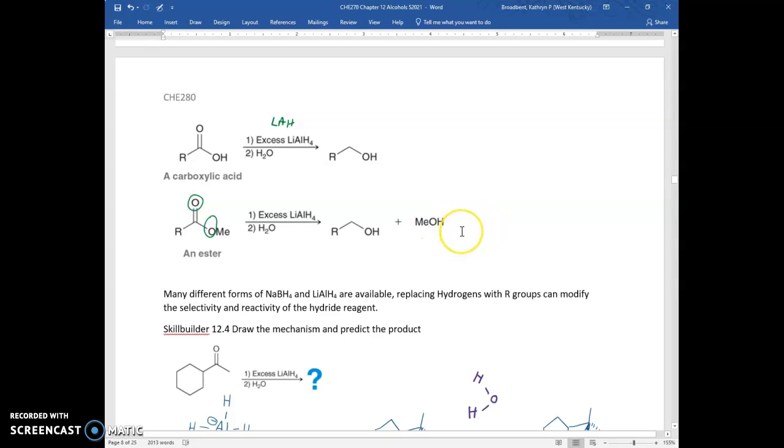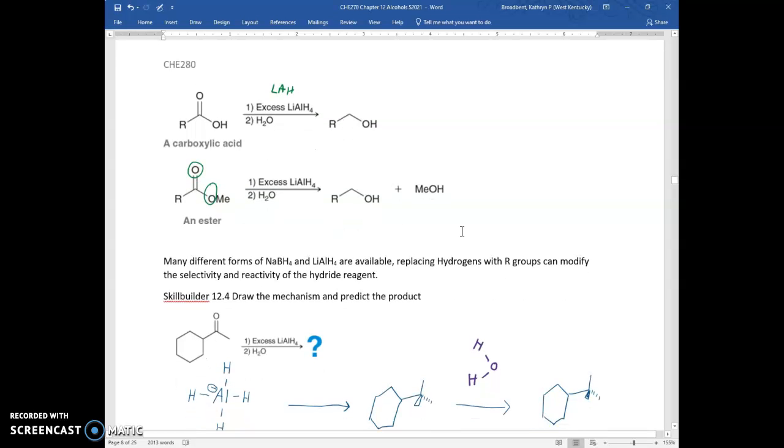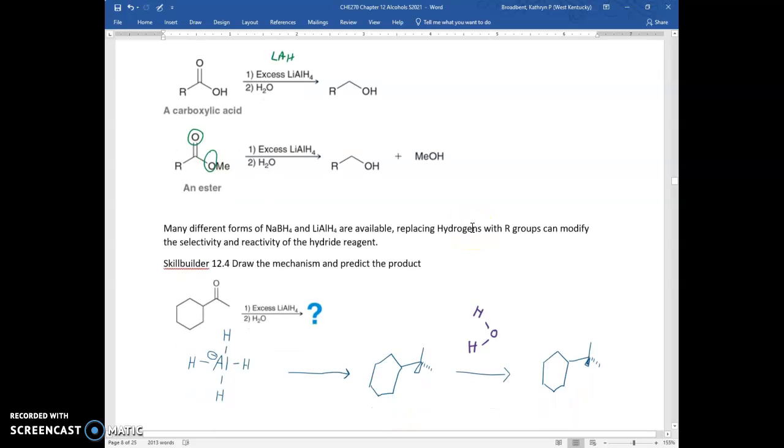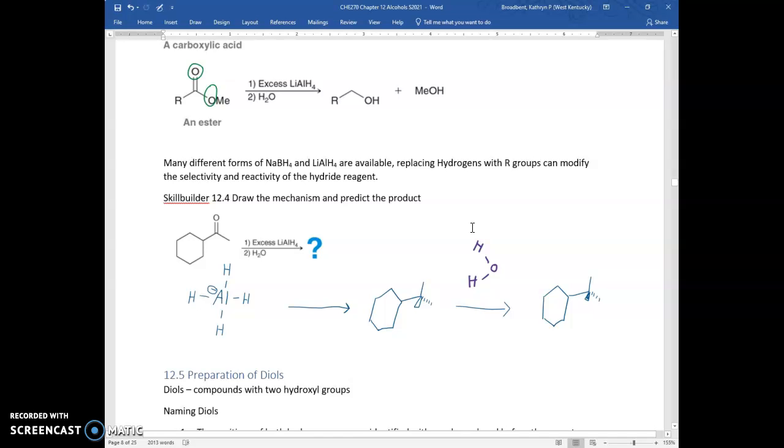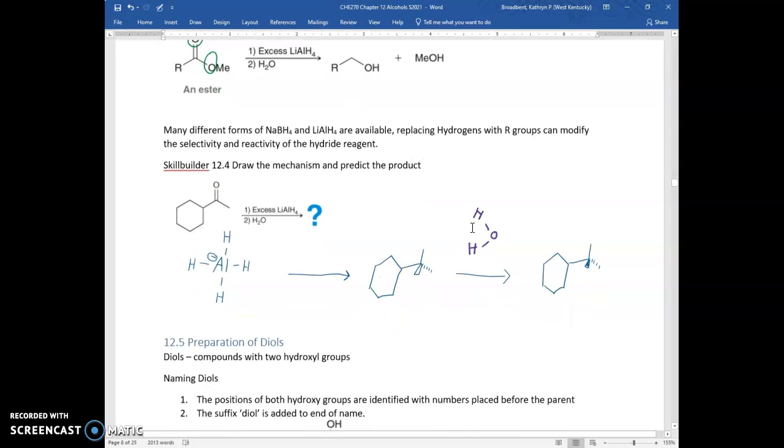There are many different forms of sodium borohydride and LAH available, and they replace the hydrogens with different R groups, and that modifies the selectivity and reactivity of the hydride agent. So if you're in the business of using these compounds, there are a number to choose from, not just the plain vanilla. Okay, so let's draw the mechanism and predict the product.